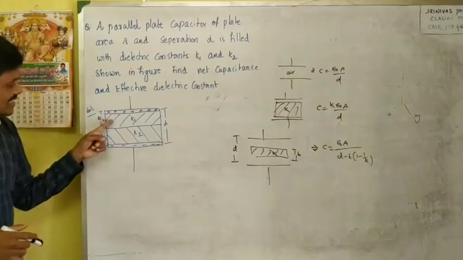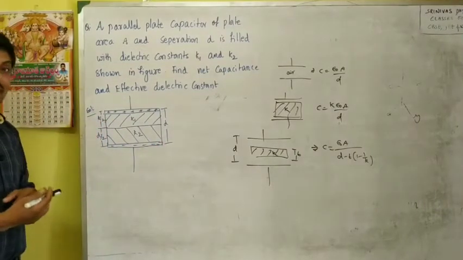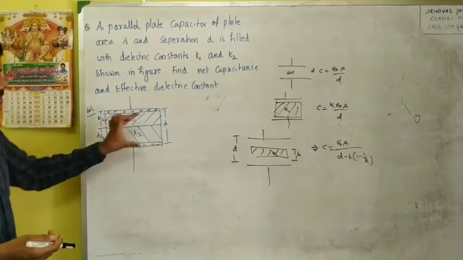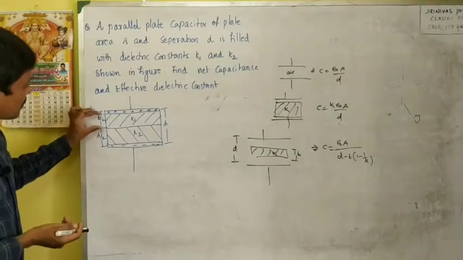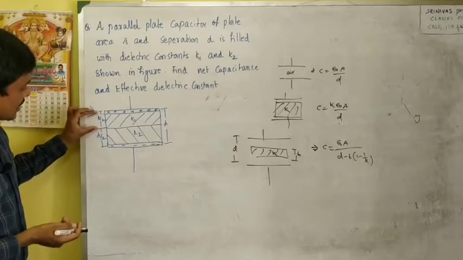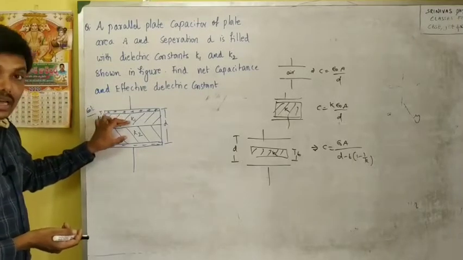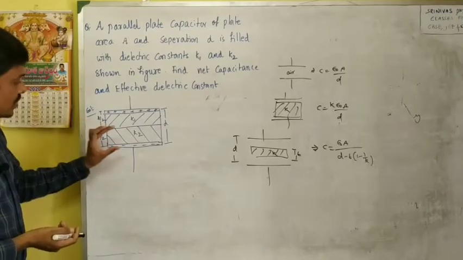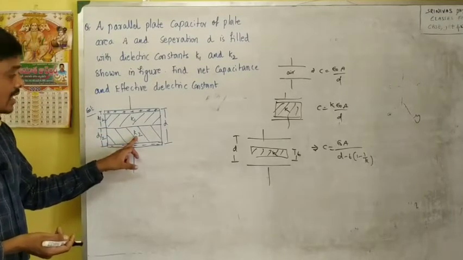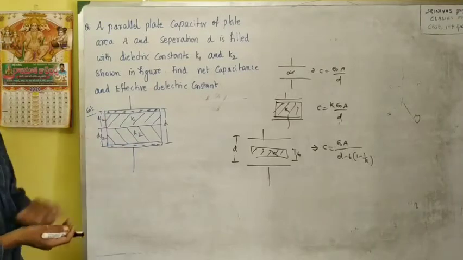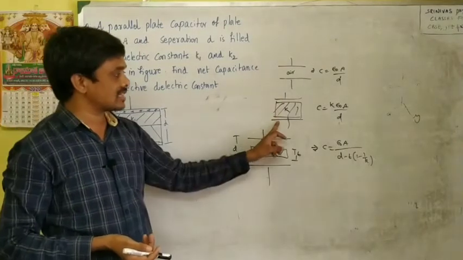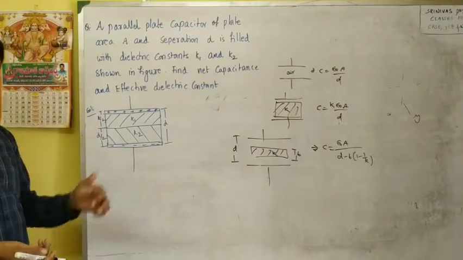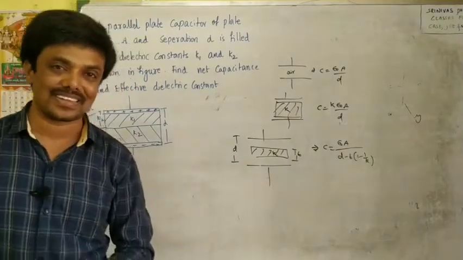Now if the case is like this, there are two different dielectric slabs whose dielectric constants are K1 and K2, and the separation between the two plates is D. Half of the separation is filled with one dielectric slab whose dielectric constant is K1, and the remaining half of the separation is filled with another dielectric slab whose dielectric constant is K2. Then what is its capacitance? Here we know the capacitance in the earlier cases, and now we are going to find out the capacitance in this case. How do we find it?